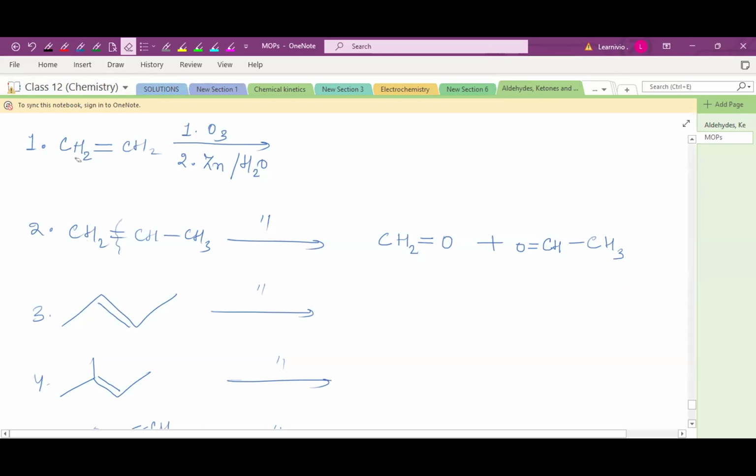The trick is very simple. Just break the double bond, and attach one oxygen to this carbon and one oxygen to this carbon by a double bond. So for the first one, you will get CH2 oxygen plus CH2 double bond oxygen. And what is this? This CH2O is nothing but formaldehyde, H, carbon, oxygen and hydrogen. This is formaldehyde.